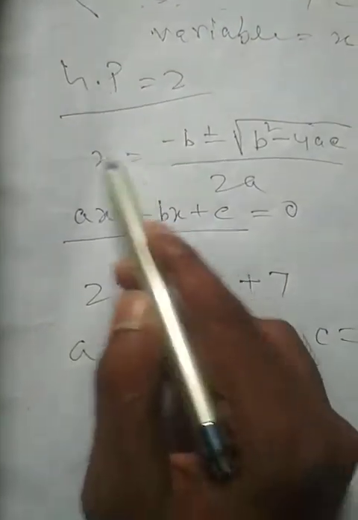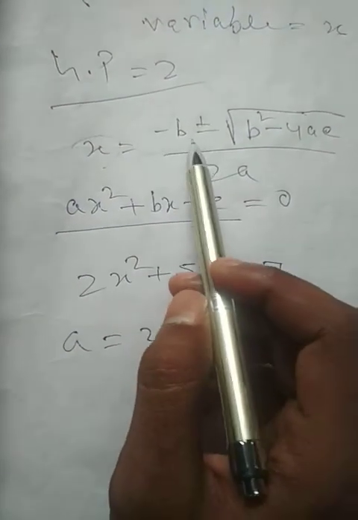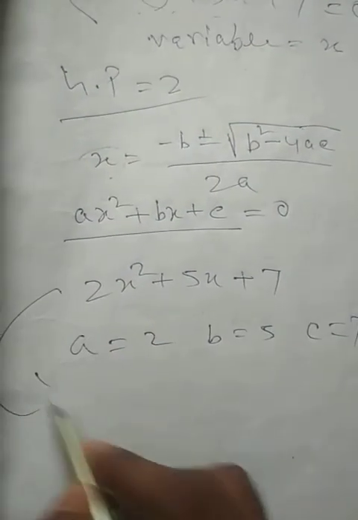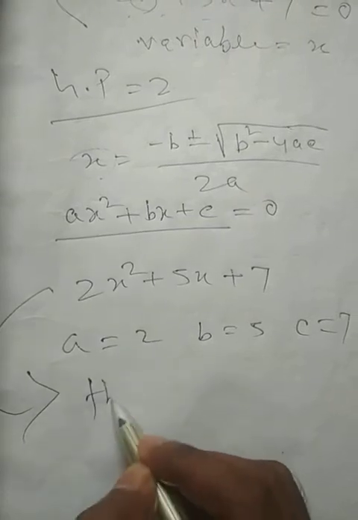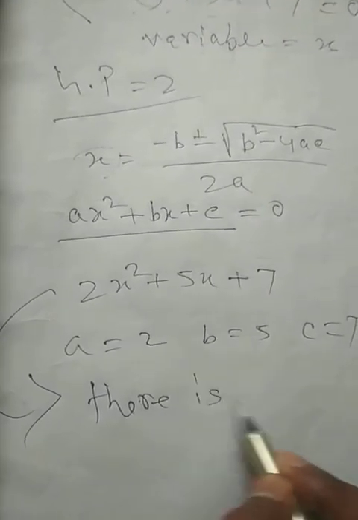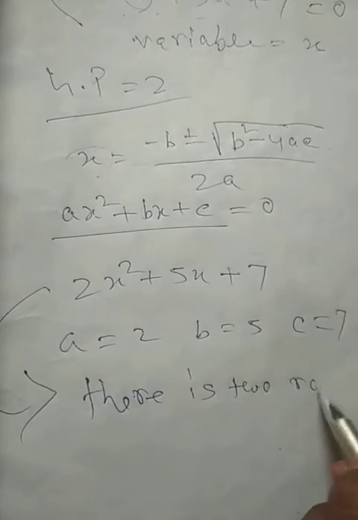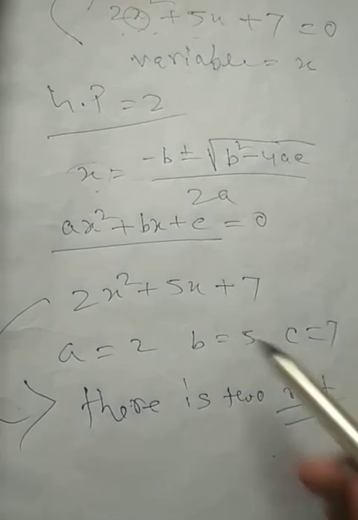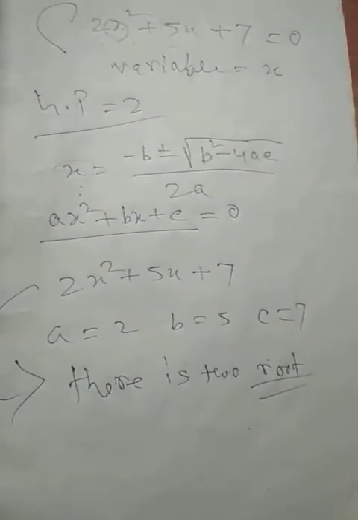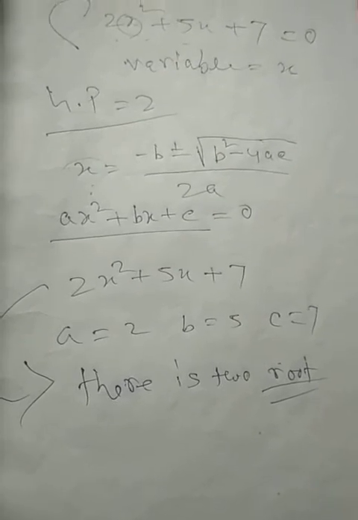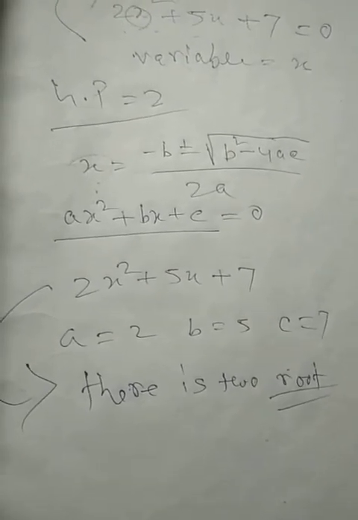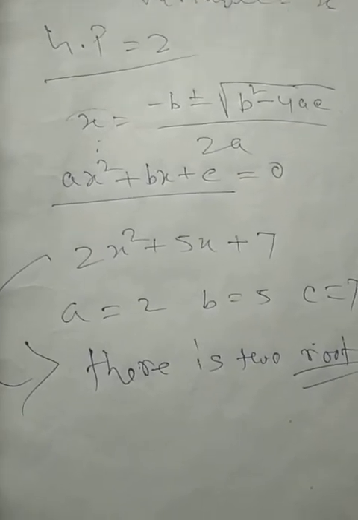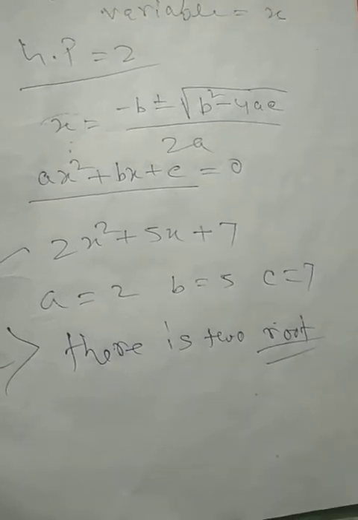Now from the formula it is clear, two values we will get. One is for plus, one is for minus. That's why we say for a quadratic equation there are two roots available. Whatever value we get of x, that is known as root. So from the formula it is clear that for every quadratic equation, there are two values we can get, and that is known as root. The basic idea should be clear, then it will be easy for solving the math.